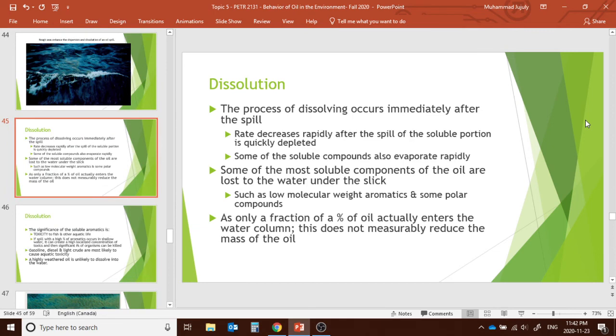Dissolution. The process of dissolving occurs immediately after the spillage. A very small portion can actually dissolve. Most of the soluble components of oil are lost to the water under the oil slick. Only a fraction of the oil actually enters the water column, and this does not measurably reduce the mass of oil.